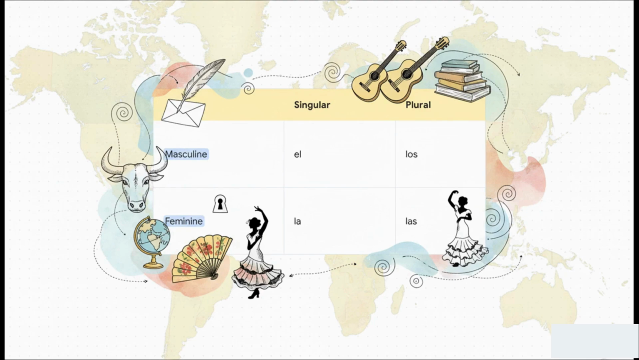Do you need a masculine singular? It's el. Feminine singular? La. Masculine plural? Los. And feminine plural? Of course, it's las. It's a perfect, predictable system. There's no guesswork involved at all.